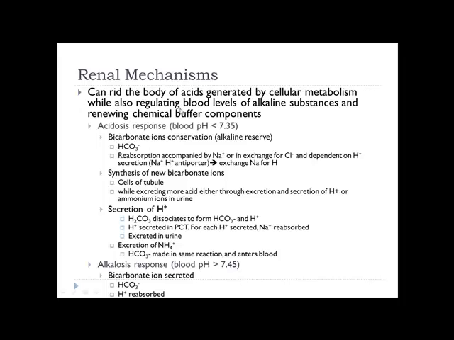With our renal system, there are a couple of ways it can do it. It can conserve bicarbonate, so if you get acidosis, we can reabsorb it. It can synthesize new bicarbonate, and it can secrete H plus. If it becomes too alkaline, bicarbonate's not going to be secreted, and we're going to reabsorb H plus, bringing H plus back into the blood. If it's acidic, we get rid of H plus out of the blood, and we get bicarbonate into the blood.